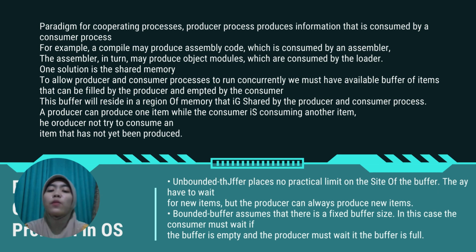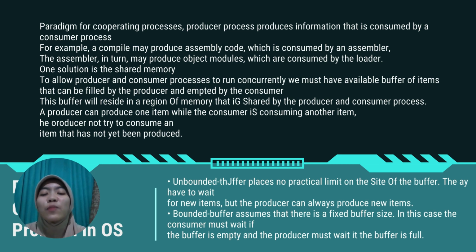Next is buffering and shared memory. A shared memory region, often referred to as a buffer, serves as the intermediary between the producer and consumer. The producer stores items in the buffer, and the consumer retrieves them from the buffer for processing. The buffer helps decouple the producer and consumer, allowing them to work at their own pace.